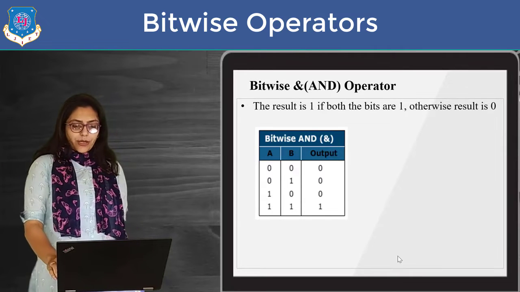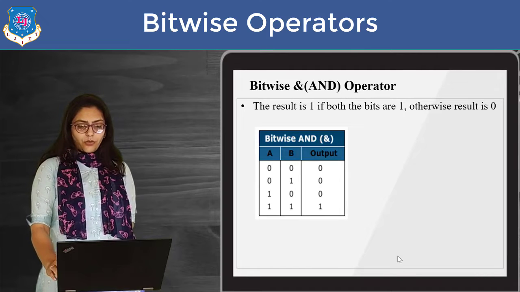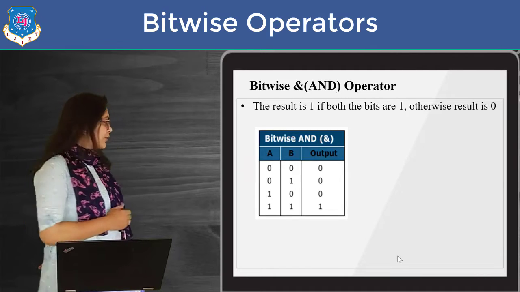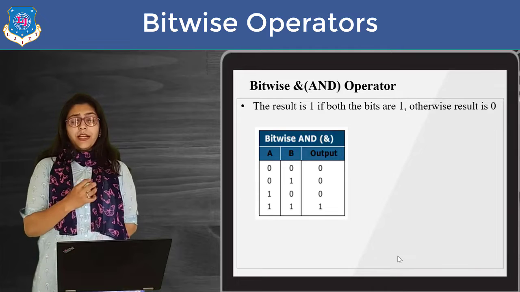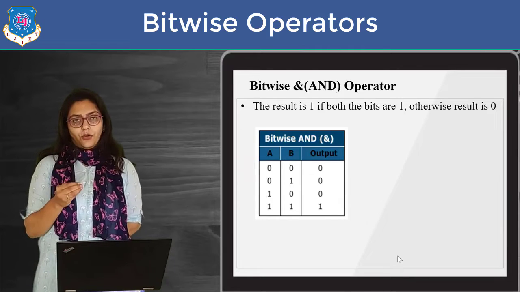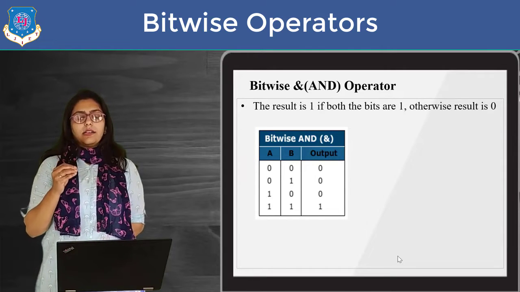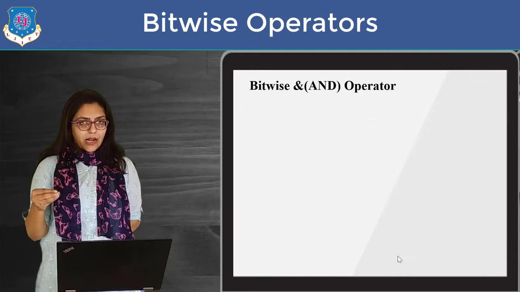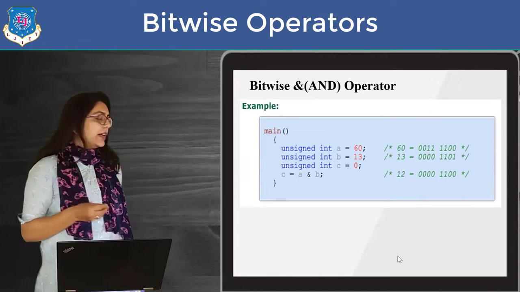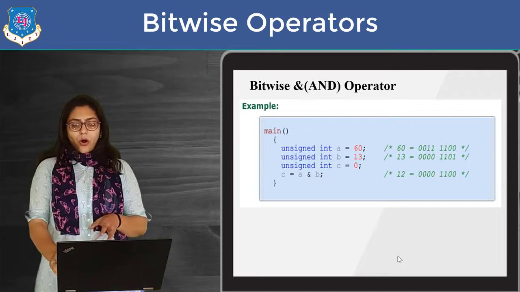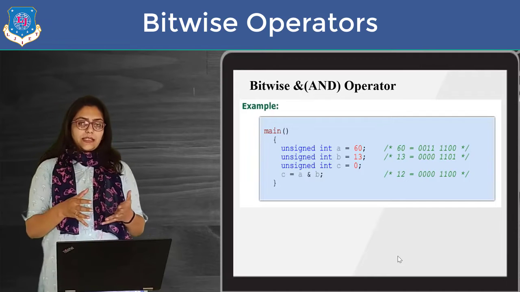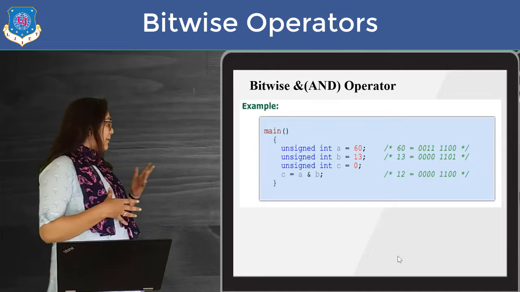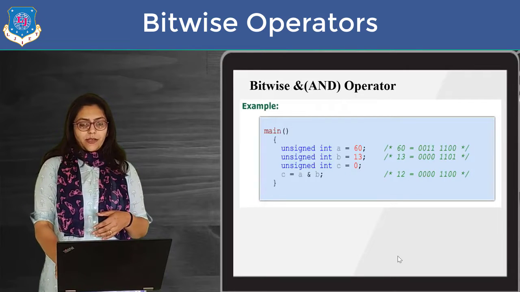So you can see the truth table for the AND operator over here. If any of the bits is 0, at that time the output will be 0. Otherwise, if all bits are 1, then only you will get the answer 1. That is called the AND operator. In a similar way, the bitwise operator works between bits.